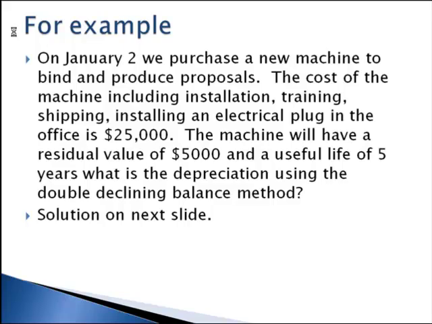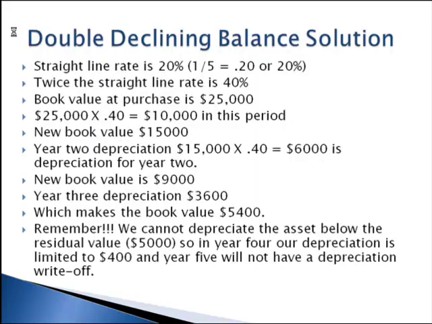So first step is to calculate the straight line rate, and in our case it was the same as the example we gave earlier. 20% is the straight line rate, and we got that by taking 1 and dividing by the useful life, which in our case was 5 years, and we got 1/5, and we convert that to a decimal, which is 0.2, or 20%. Step 2 is twice the straight line rate. The 20% becomes 40%.